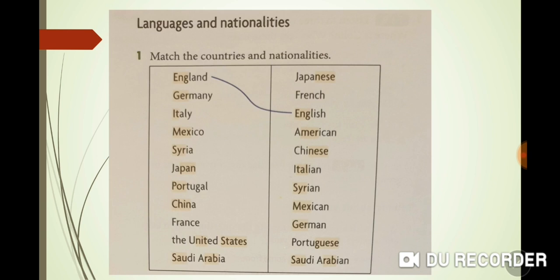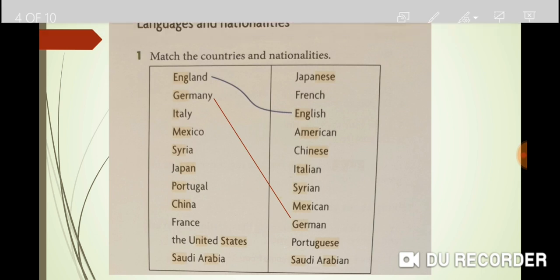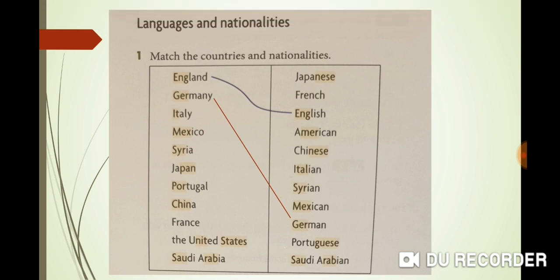So we have English. What about Germany? ألمانيا. Germany. German. Italy. إيطاليا. Italian. Mexico. Mexican. Syria. Syrian. Japan. Japanese. Portugal. Portuguese. China. Chinese. France. French.